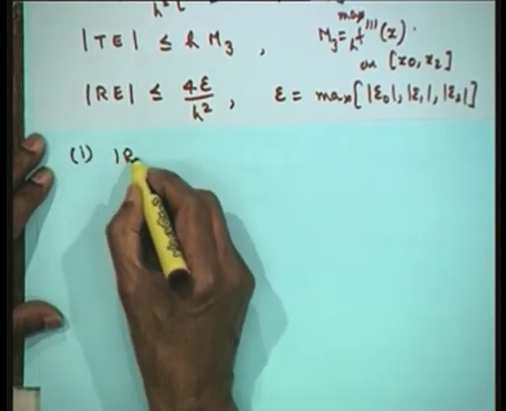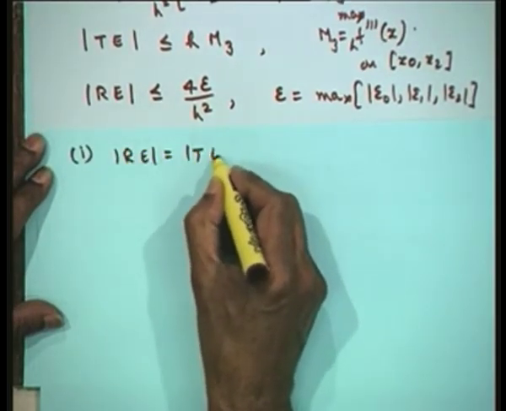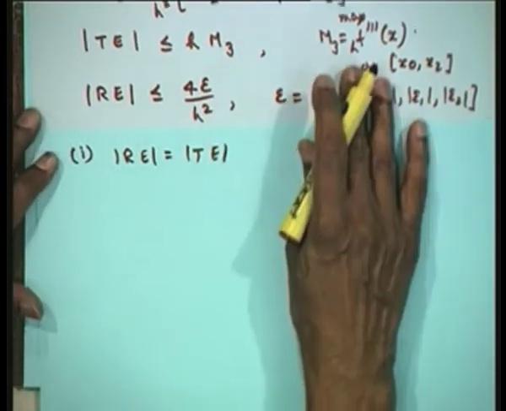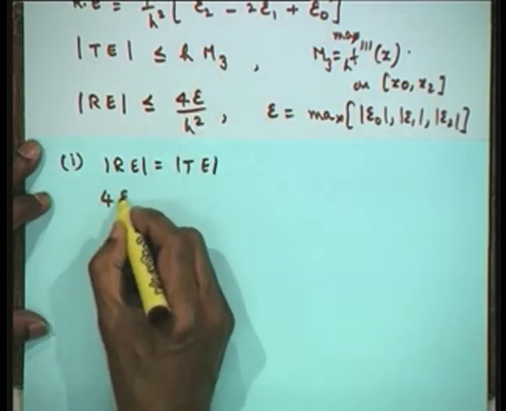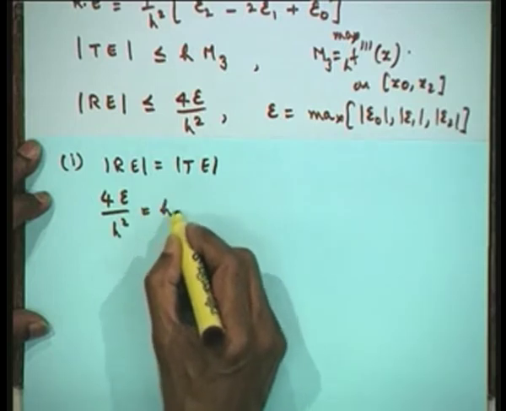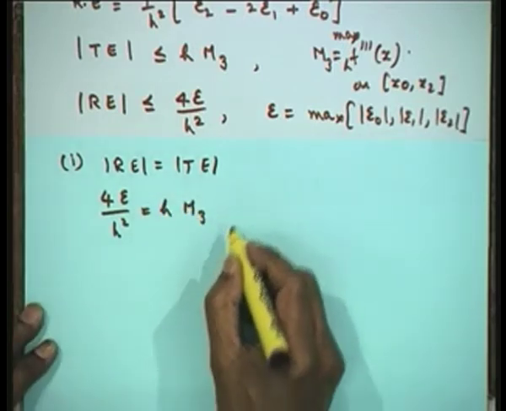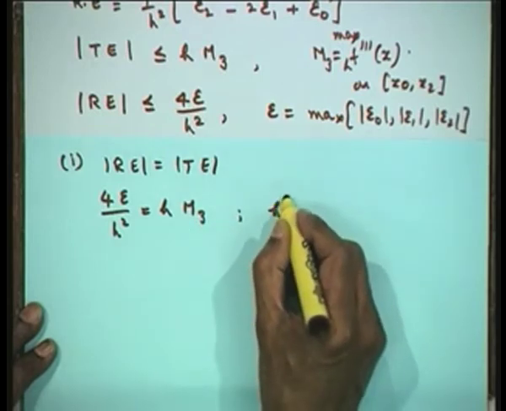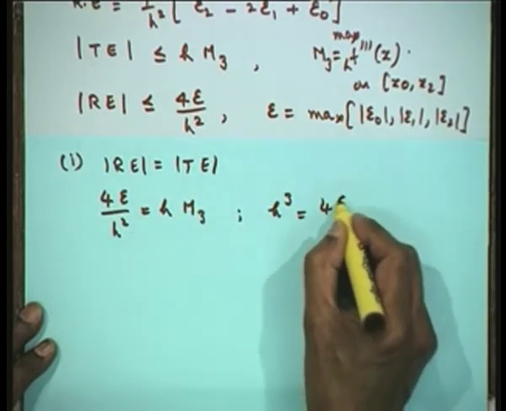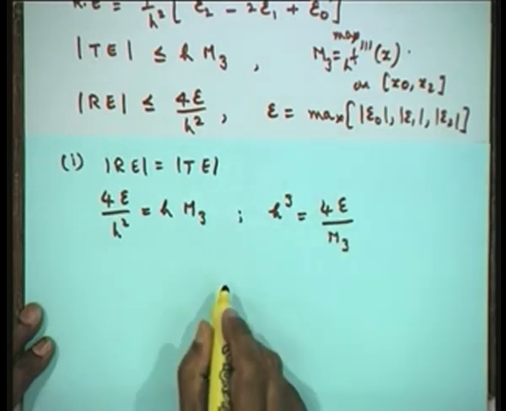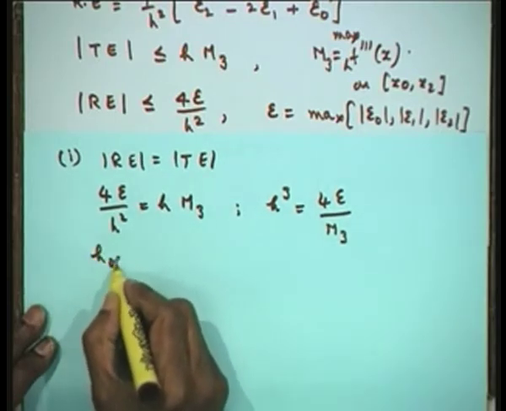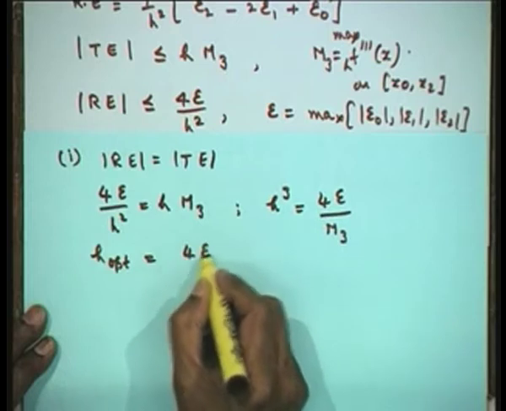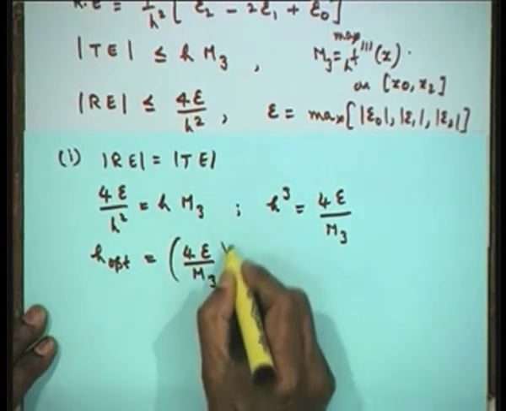Now, the magnitude of round off error is equal to the magnitude of truncation error. Therefore, I need to have 4 epsilon by h square is equal to h into m3. Now, I can multiply it out and write this as h cubed is 4 epsilon upon m3. Therefore, I can find the value of h from here. Therefore, h optimal value is equal to 4 epsilon upon m3 to the power of 1 by 3.